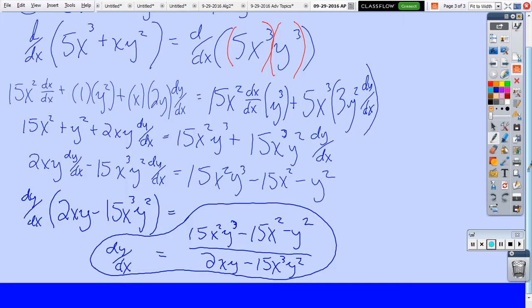If you're taking the derivative of something that's like something plus y, so let's say it's 3x plus y, would that just be 3 plus dy over dx? Yeah, if I took the derivative with respect to x of what you just said, yes. Okay.